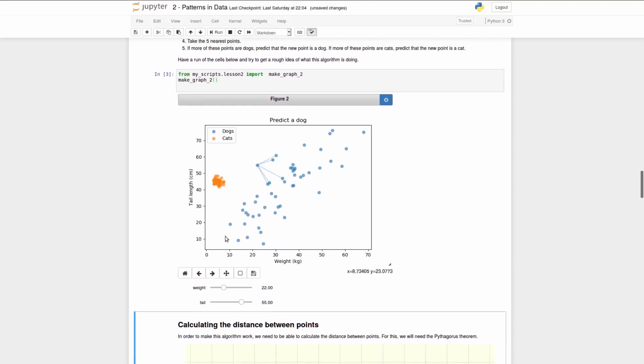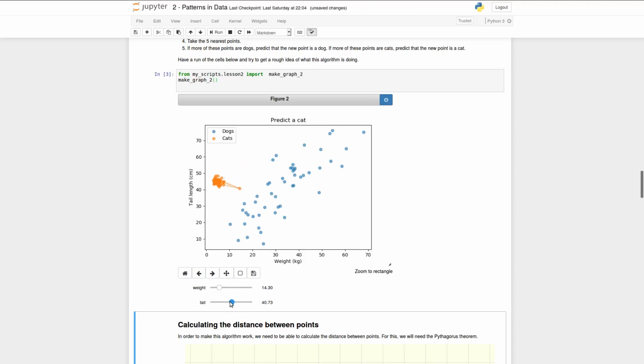So we've got all the data plotted again, but we've plotted this new point here, which has a certain weight and certain tail length, and we can edit that. And you'll see that it's basically formed a line to the 5 nearest points. And as we change where that point occurs, you can see that it's connecting to different points. And as we go over here, you'll see that the point changes colour. So now it's orange because it's got more connections to cats than dogs.